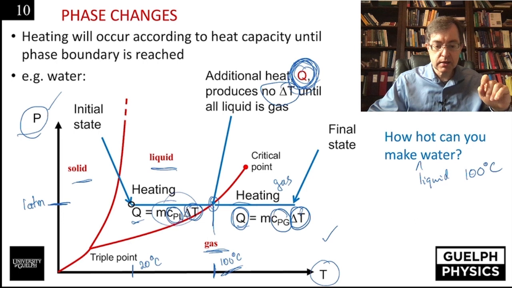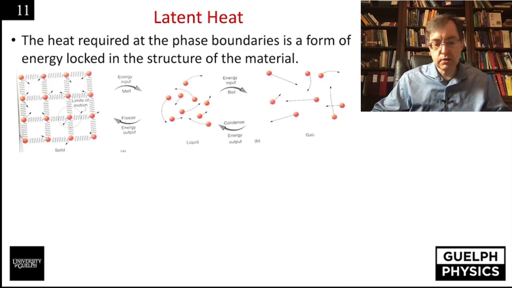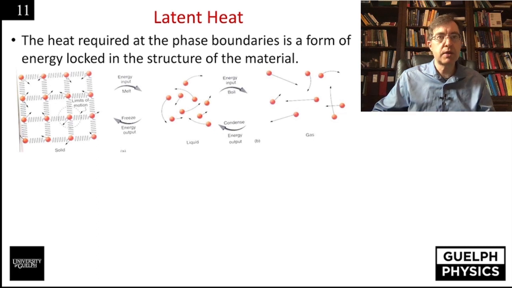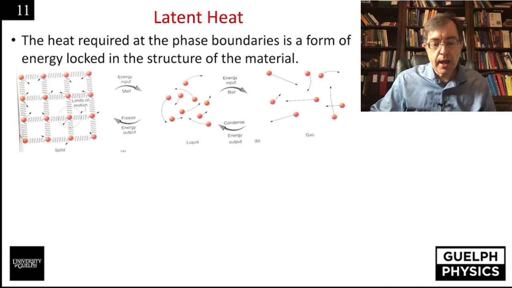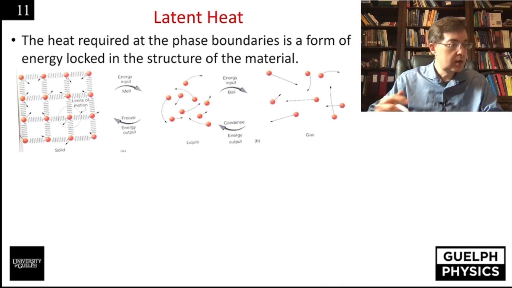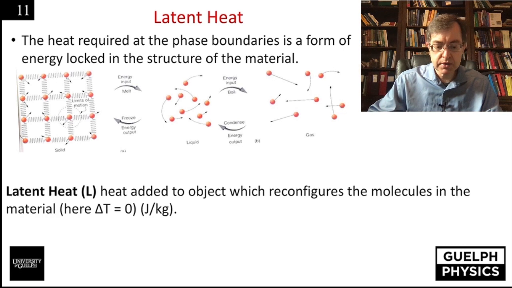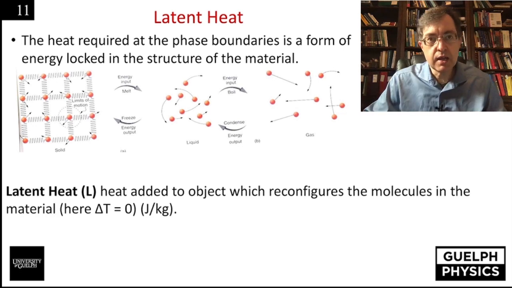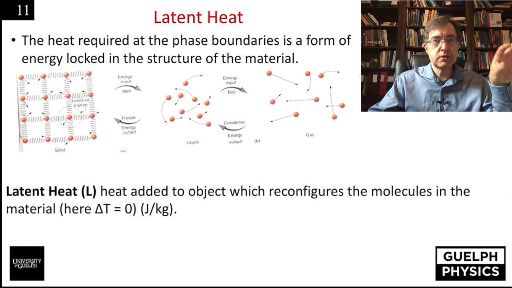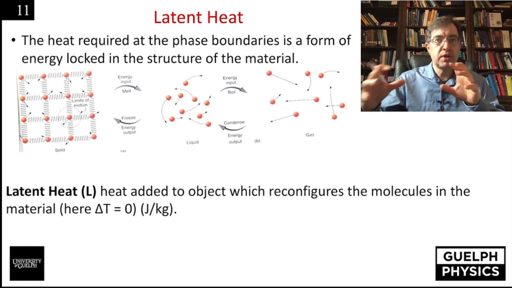So you require this heat. And what is this heat? Well, this heat which vaporizes liquid water from a liquid to a gas is known as latent heat. Okay, and basically this heat is a form of energy which is locked into the structure of the material. And when the structure of the material changes, that requires heat in order to change the structure. So the latent heat is the heat which is added to an object which reconfigures the molecules in the material at zero temperature change. And so all this energy that you're putting in doesn't go into changing the temperature. It simply goes into reconfiguring the molecules.